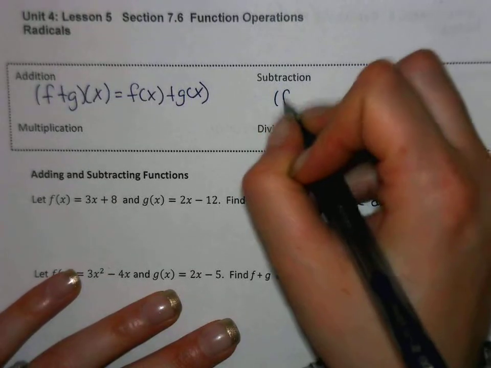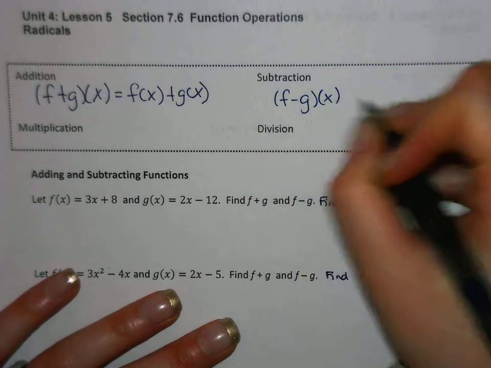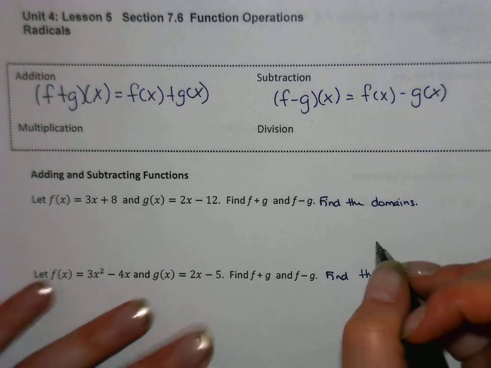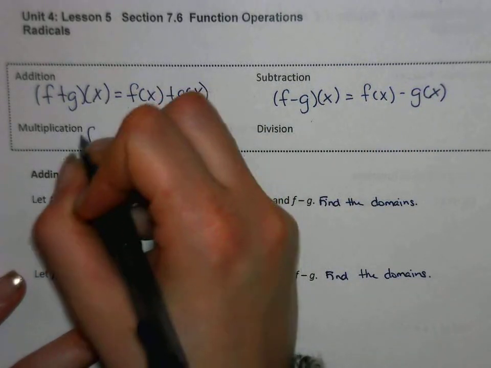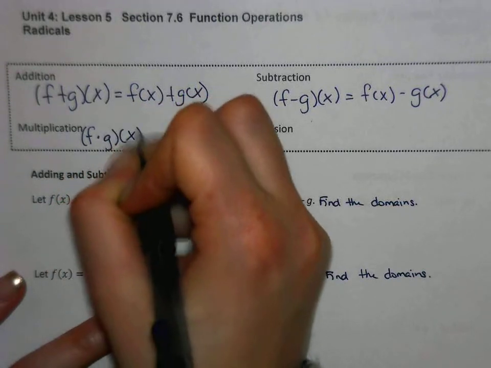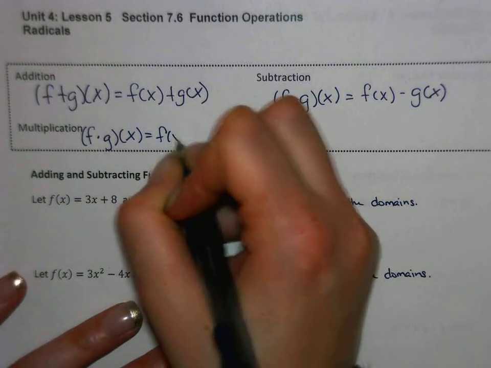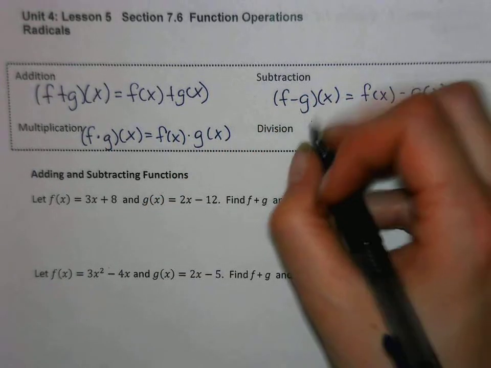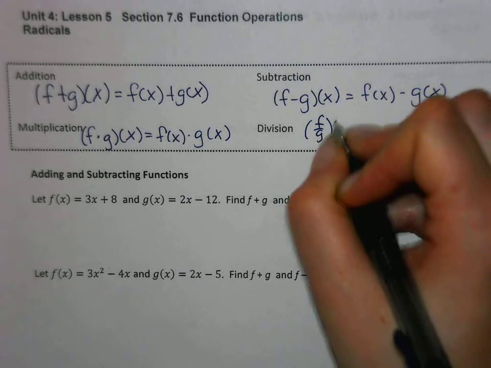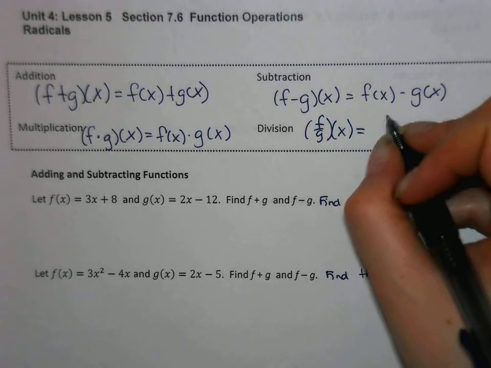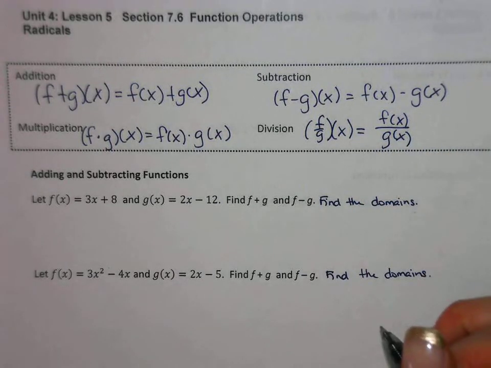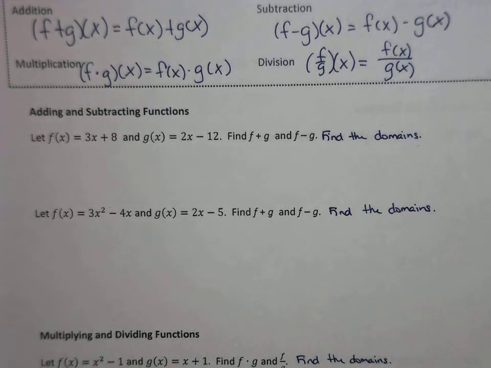Subtraction, if we have f minus g of x, it's the same as f of x minus g of x. Multiplication, if we have f times g of x, it's the same as taking f of x and multiplying it by g of x. Same with division. If we have f divided by g of x, it's the same as taking f of x and dividing it by g of x. So let's take a look at a couple example problems for adding and subtracting.